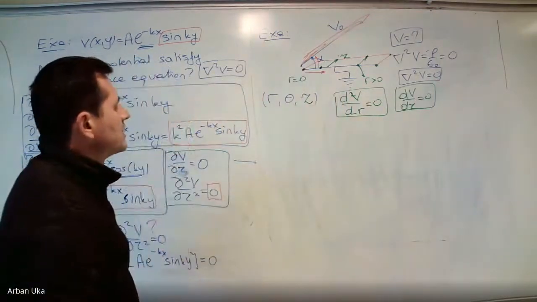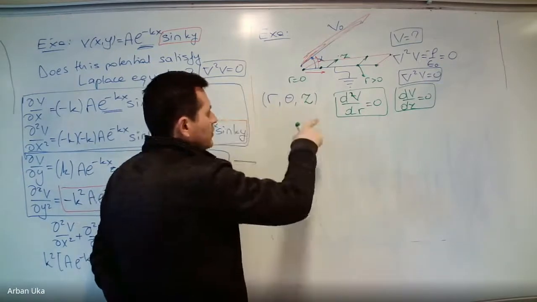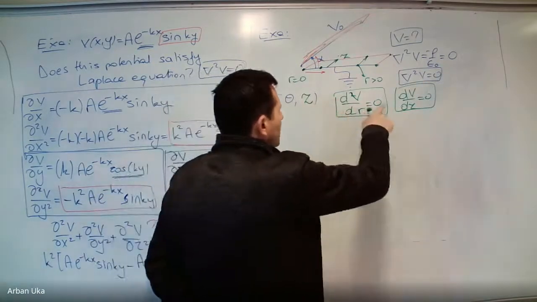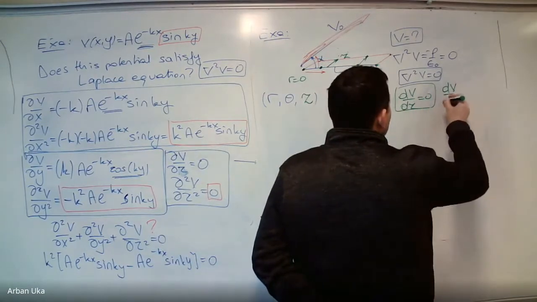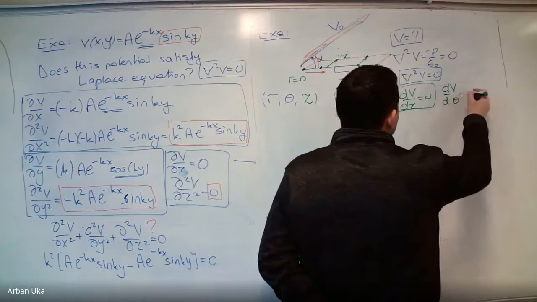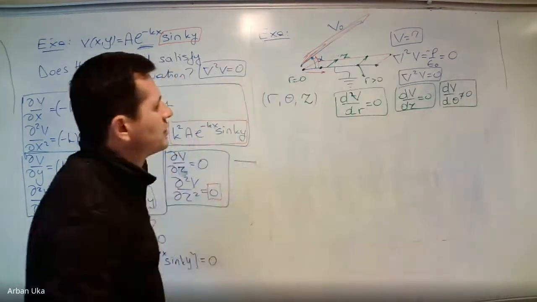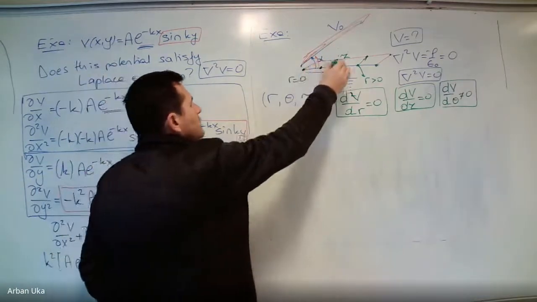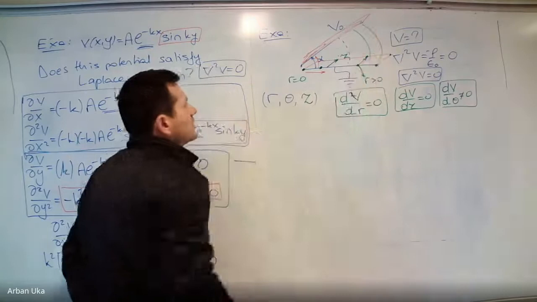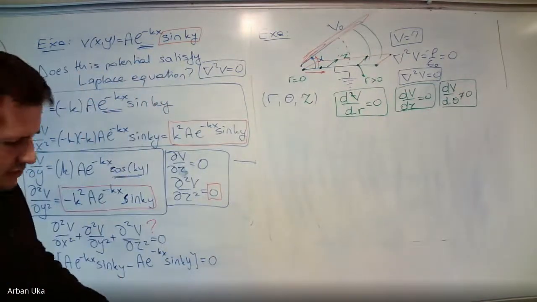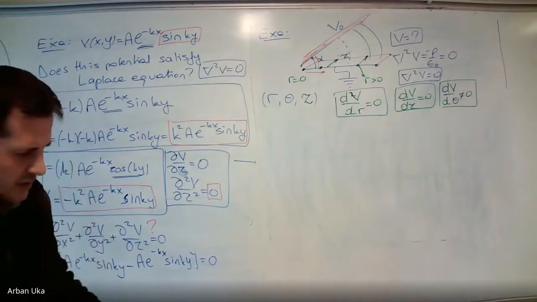So we know that when we construct the Laplacian, we will have for sure the derivative with respect to R, the derivative with respect to Z, and we're going to have also the derivative of the potential with respect to the angle θ. Now, this is different from 0 because we observe that as we're changing the angle along this path, the potential is changing because it's converging from 0 to some V0 at the top.